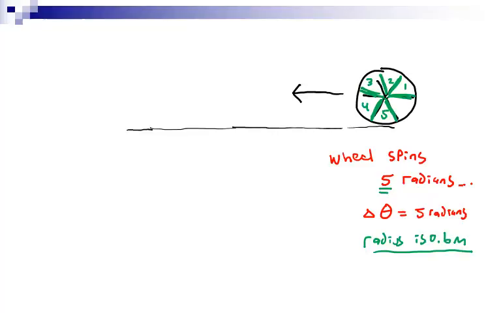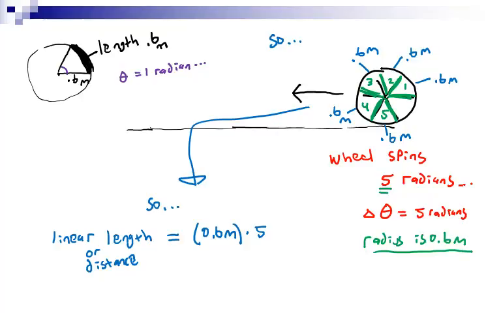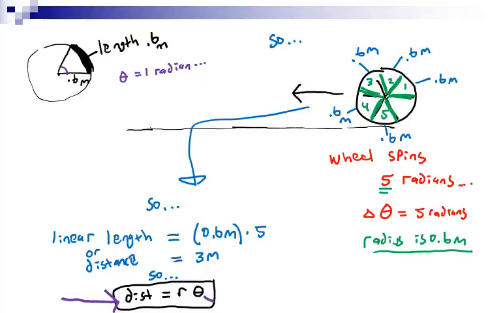Now, if the radius is 0.6, this length right here is 0.6. And this length right here is 0.6, from here to here. And then this is 0.6, and this is 0.6, and then this is 0.6. So if each of those is 0.6, we add 0.6 five times, and we're going to get the total length, which is 3 meters. So we can get the linear distance by multiplying the radians by the radius. And that will tell us how far linearly it will go. Now, again, this is not given on your equation sheet.